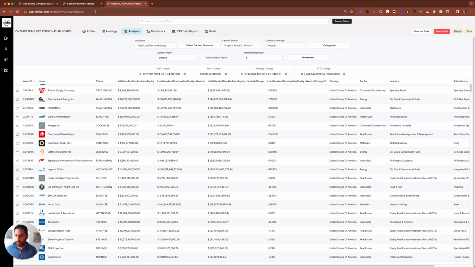Where we're really heavily focused on is actually building decarbonization plans and understanding the path companies can use to mitigate the risk as well as find the opportunities.